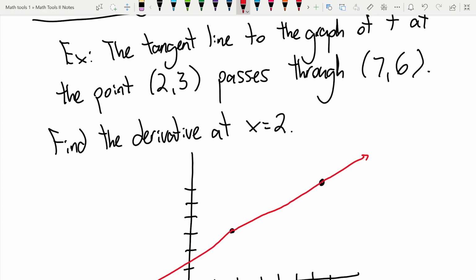So again, we really don't know where the function is or what it looks like, but we know that it intersects this line at only this point, right? So maybe it looks something like this. Maybe it's on the other side of this line. We're not really sure. But the slope of this line intersecting at that one point will tell us the slope of the function at that point, which is what we call the derivative.